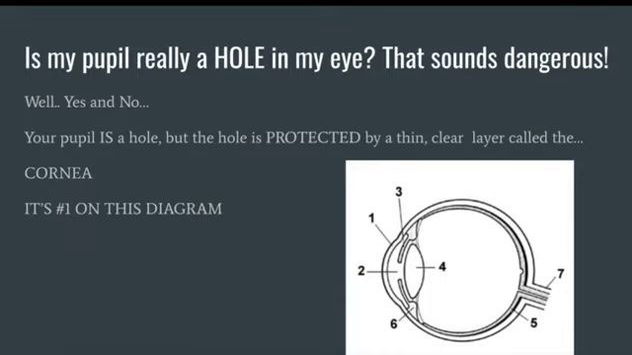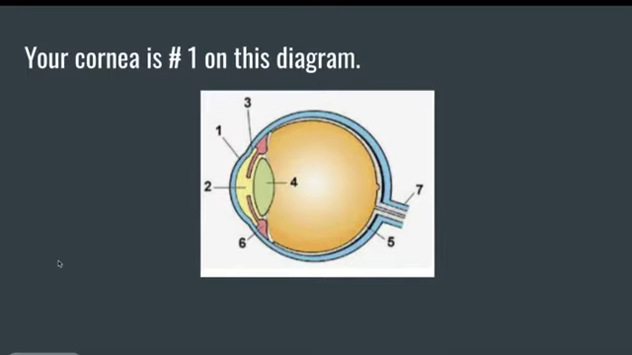So the thin, clear layer that protects your eyeball from damage is called the cornea. Say it with me. Cornea. That is what protects your eye. And thank goodness it's there, because if the cornea wasn't there and water got into your eye, it would literally fall into the hole. It would fall into the pupil, and you don't want that. You don't want water inside your eyeball. That would be a very bad situation, right? So the cornea protects that. And cornea is number 1.